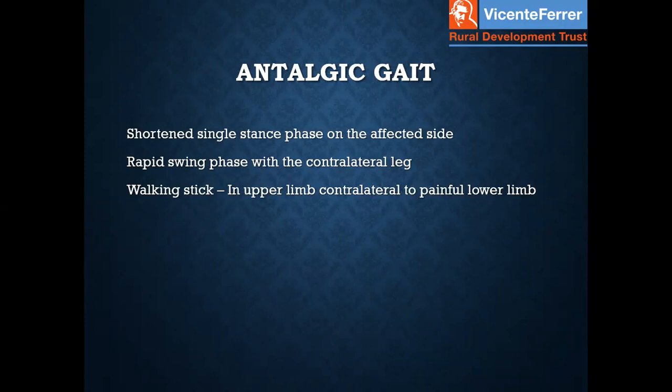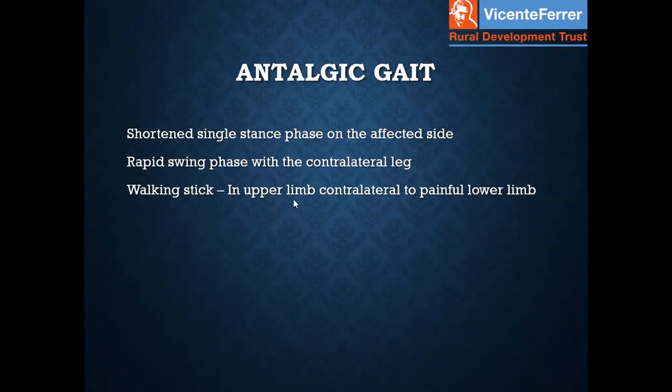Which phase of the cycle will be reduced in antalgic gait? Stance phase. Yeah, the stance phase will be reduced. So in the contralateral limb, what happens? Swing phase will be reduced, meaning there will be a rapid swing phase as compensation. In the limb with pain there will be a decreased stance phase, so to compensate for that, in the contralateral leg there will be a rapid swing phase.